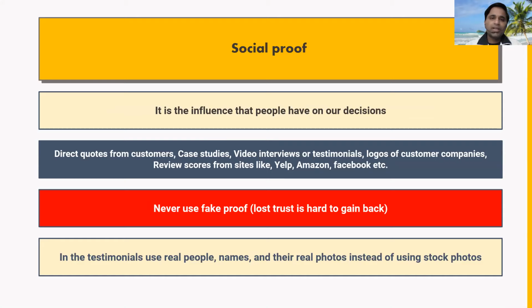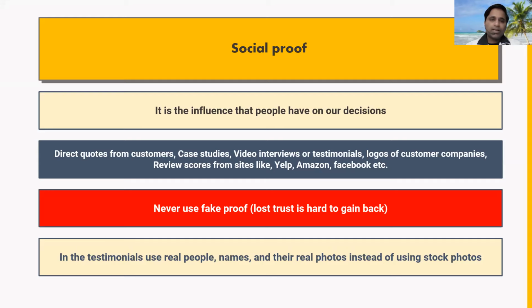Now social proof, it is the influence that people have on our decisions. Man is a social animal. We are all social animals. We look to other people for various decisions in our lives, and social proof is important for a landing page also. Now what kind of social proof can you use? Social proof can be direct quotes from the customers, case studies, video interviews or testimonials, logos of customer companies, review scores from sites like Yelp, Amazon, etc. These are all trust markers, and people will trust you more if you use them.